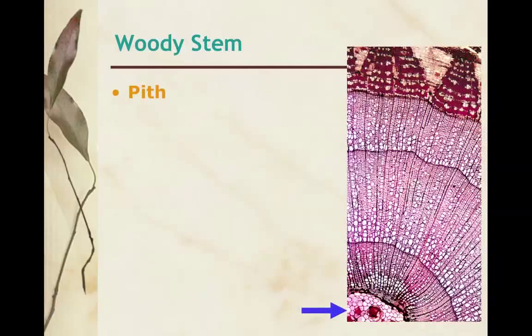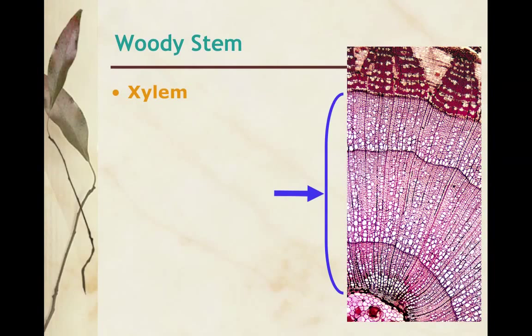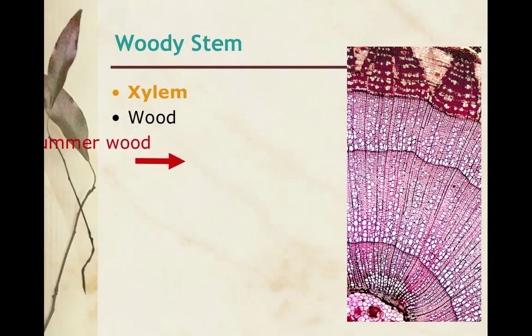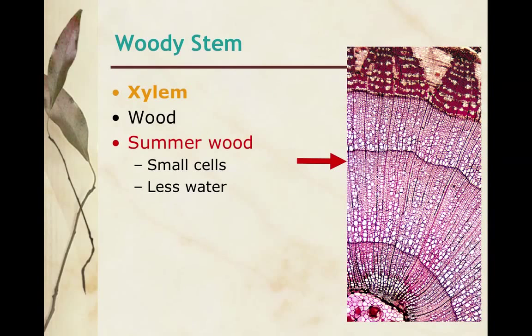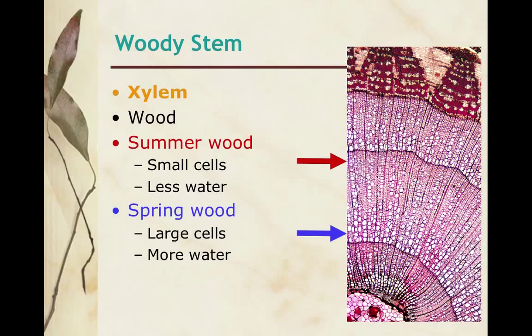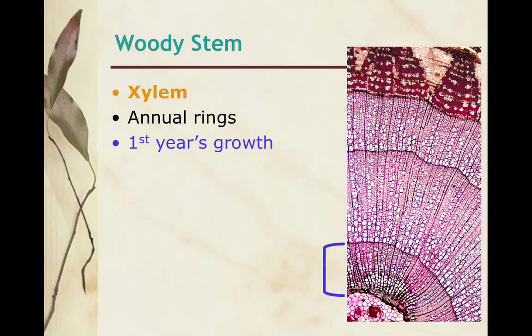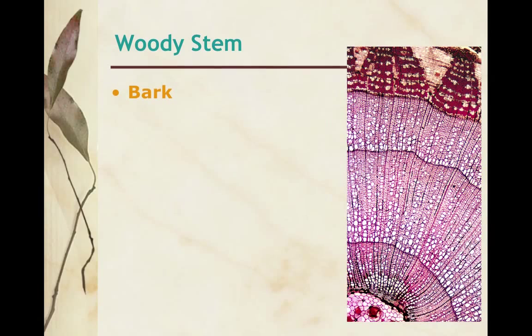Okay. Now let's look at a woody stem. Picture a tree. In the center you have your pith. Then you have a lot of xylem, which is your wood. And you can have summer wood, which has smaller cells because there's less water available, and you can have your spring wood, which has larger cells because there's more water available. And you can see the annual rings. There's the first year's growth, and then the second year's growth, and then the third year's growth. That's the secondary growth.